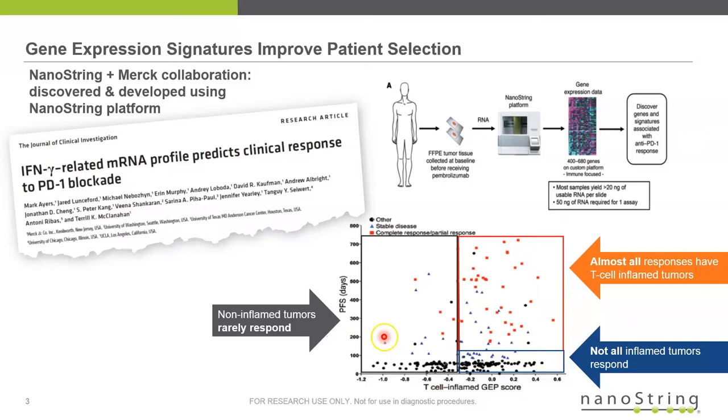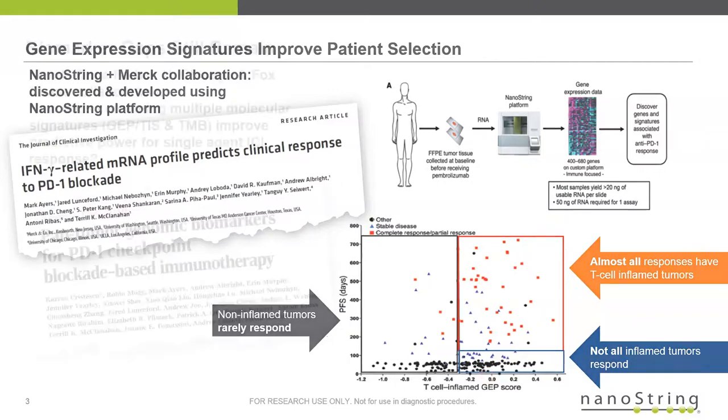What this particular graph shows is, on the y-axis, progression-free survival, how long the patients survive after treatment. On the x-axis, we have their inflammation. What you see is most patients that have good survival also have inflamed tumors, measured by this bulk tumor inflammation signature. That's in this box here. But at the same time, there are a lot of tumors that are inflamed yet don't respond to the checkpoint. So it's a good indication, but there's still a lot of unexplained clinical outcome from this assay.